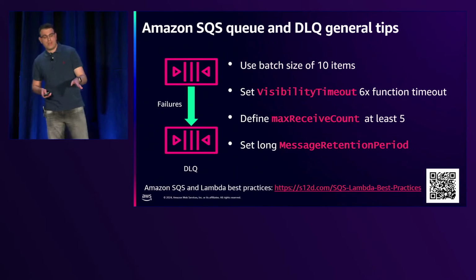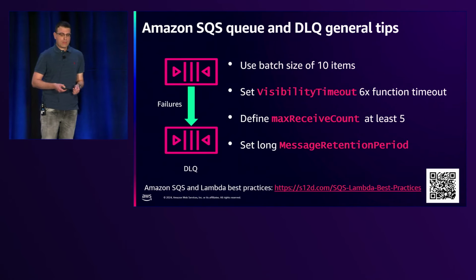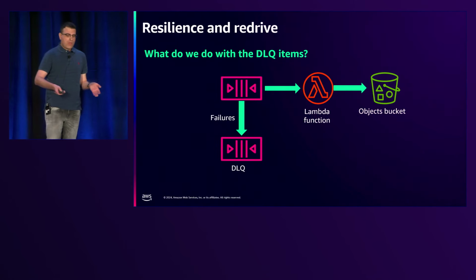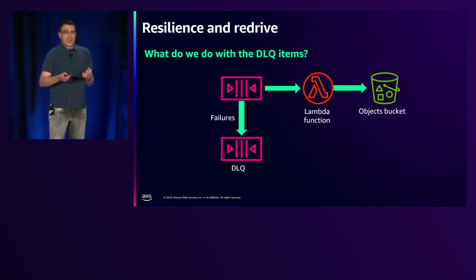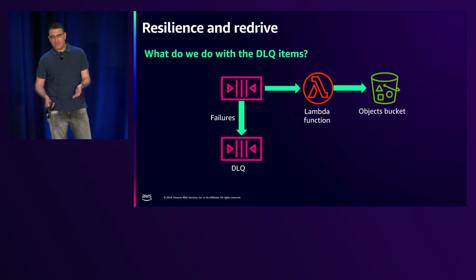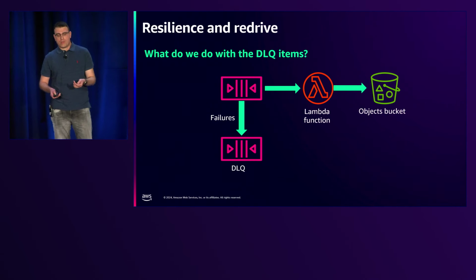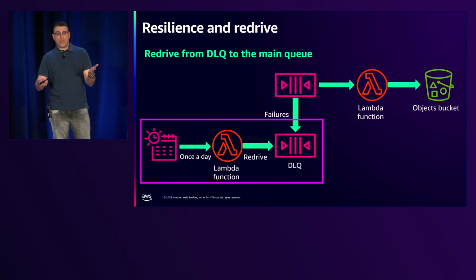And we're going to refine this number in a few slides again. So now we have a dead letter queue. That's great. The items are just there, so we need to do something about it. So we're going to add the redrive mechanism.